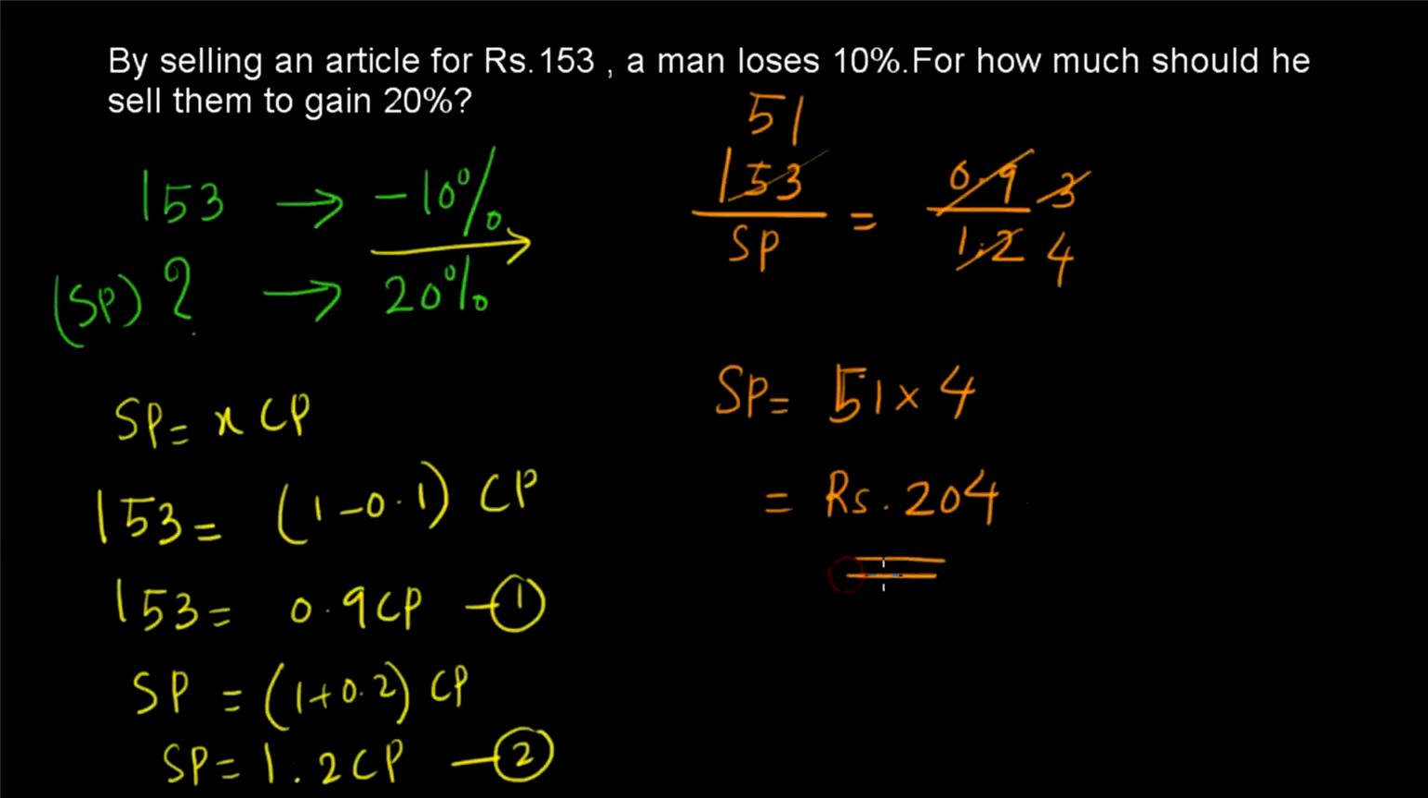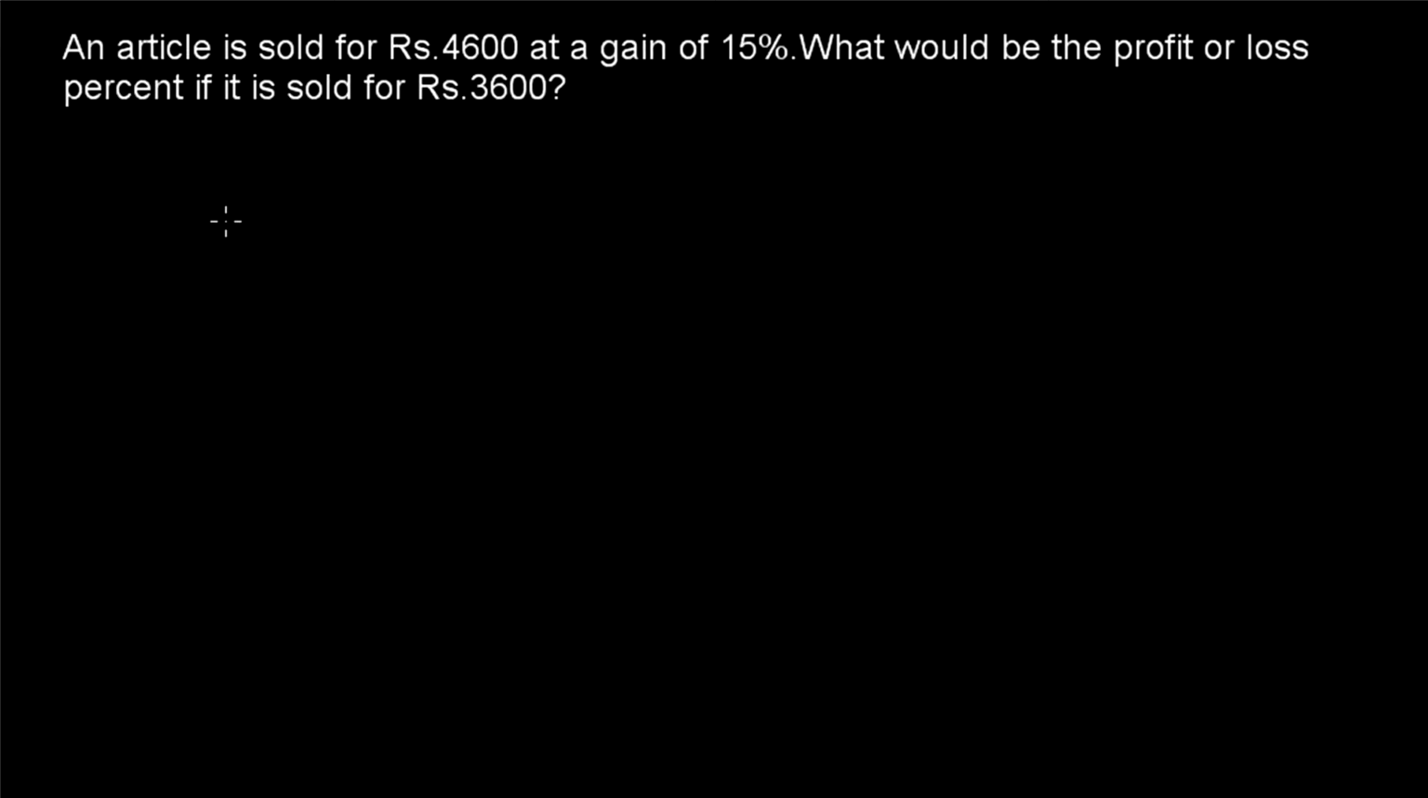You will be more thorough when we go to example number 3. Let's go to example number 3. An article is sold for rupees 4,600 at a gain of 15%. What would be the profit or loss percent if it is sold for rupees 3,600? What is the question? When it is sold for 4,600, we are getting a gain of 15%. And what will be the gain or loss percentage if the selling price is reduced to 3,600? That is what we have to find out here.